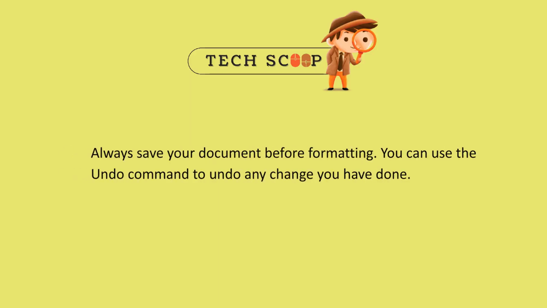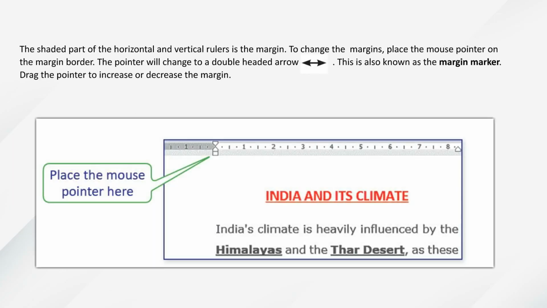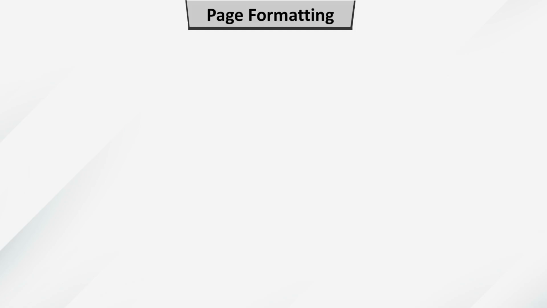TechScoop. Always save your document before formatting. You can use the undo command to undo any change you have done. The shaded part of the horizontal and vertical rulers is the margin. To change the margins, place the mouse pointer on the margin border. The pointer will change to a double-headed arrow. This is also known as the margin marker. Drag the pointer to increase or decrease the margin.